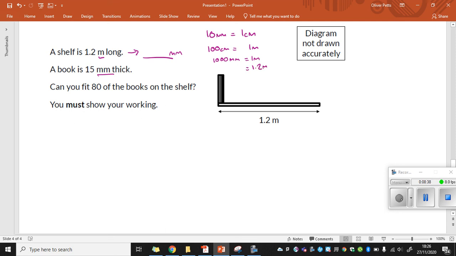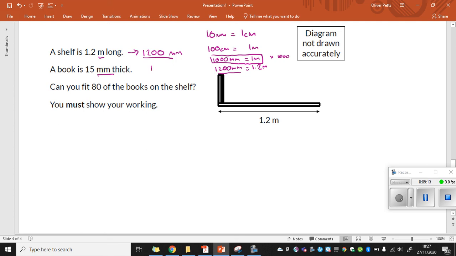1.2 meters would be equal to 1,200 millimeters. The way in which you can do that is using this conversion here. If I want to turn meters into millimeters, the rule I would use would be times 1,000. So if it was 2 meters, that would be 2,000 millimeters. If it was 5 meters, that would be 5,000 millimeters. So 1.2 meters, if I do 1.2 times 1,000, that would give me 1,200 millimeters. So that's what I'm going to put in here.